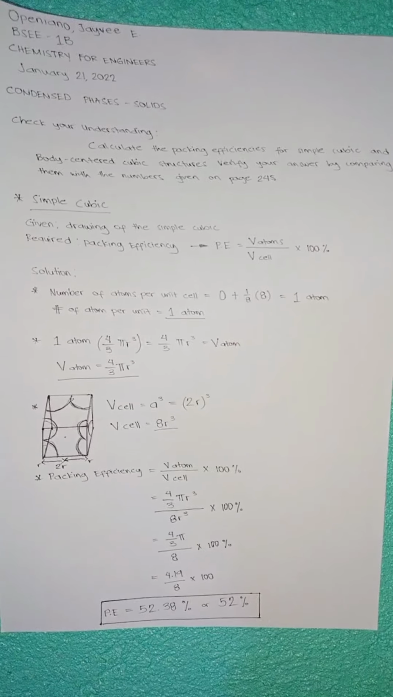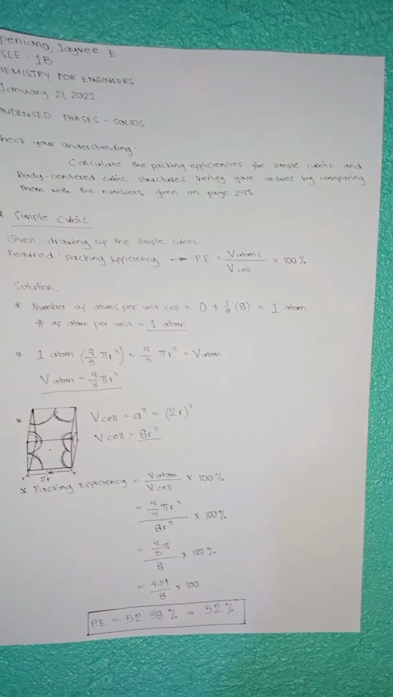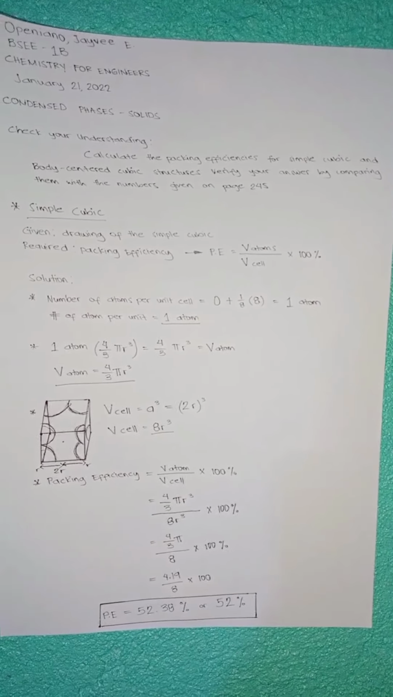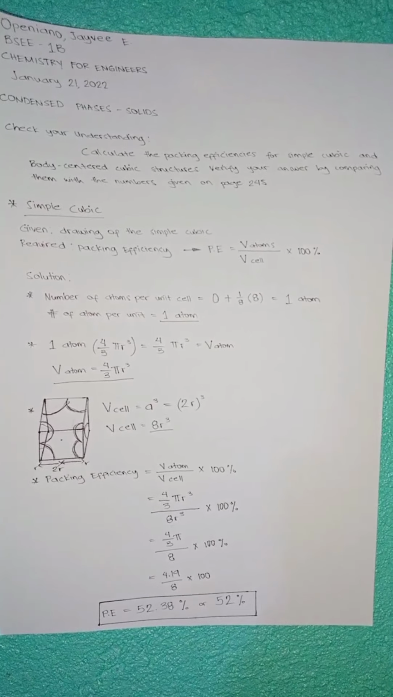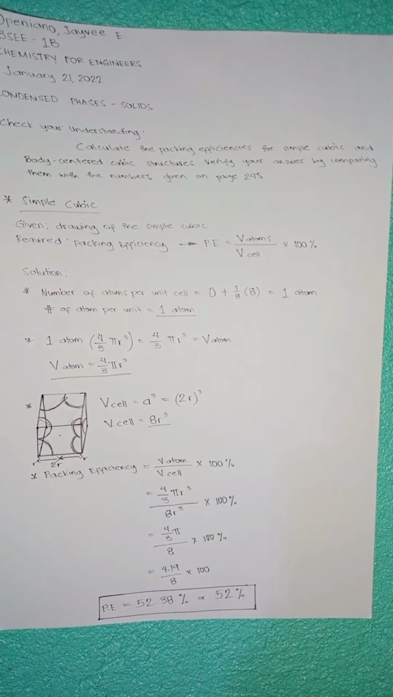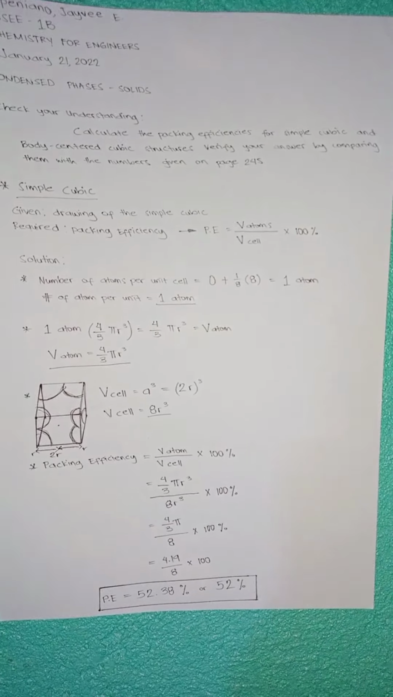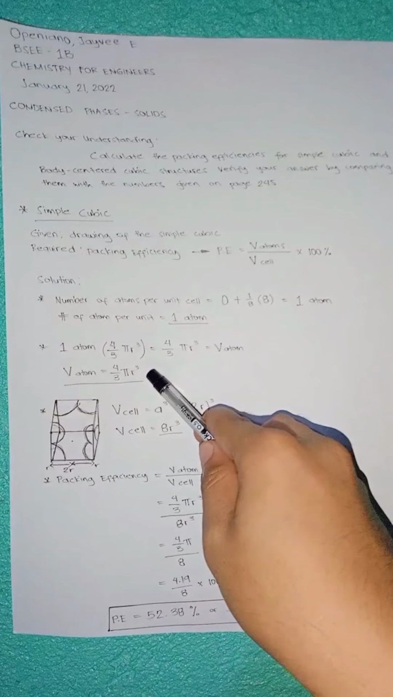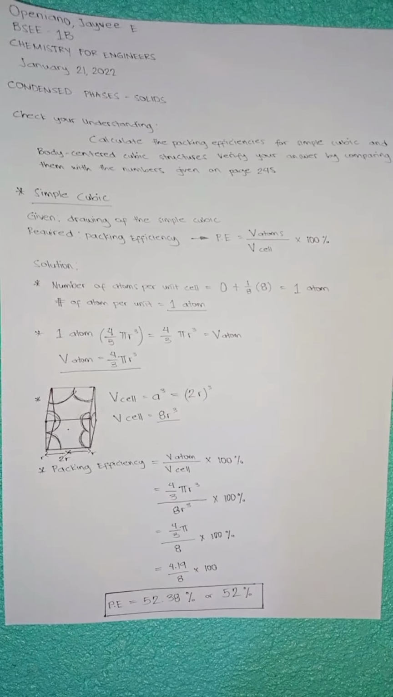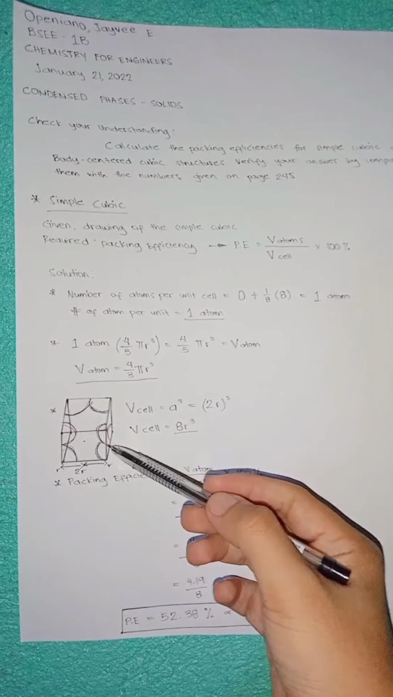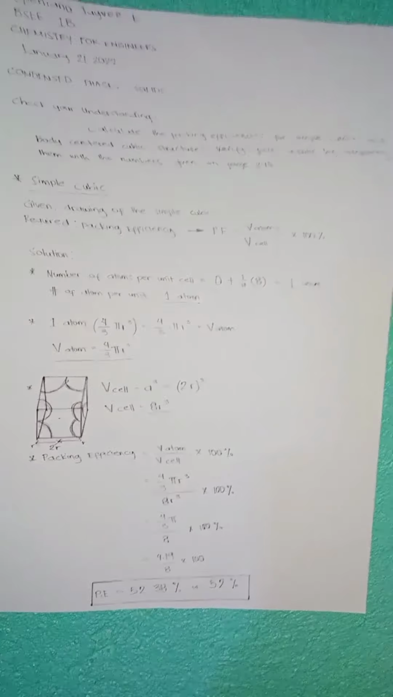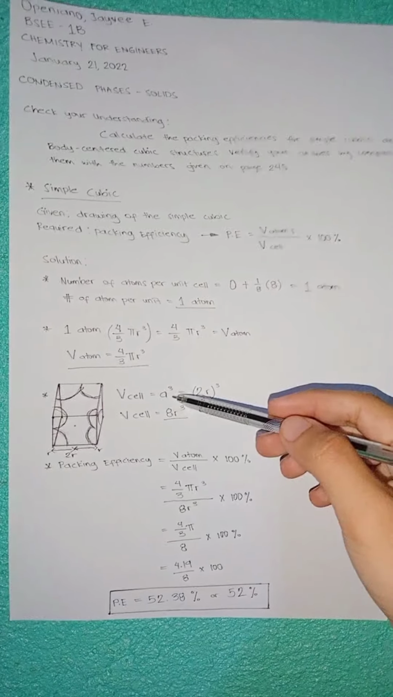Next, let's find the volume of the atoms. To solve the volume of atoms, we multiply the number of atoms by the volume of a sphere. So 1 atom times 4 over 3 pi r cubed is equal to 4 over 3 pi r cubed. This is our volume of atom. Next, let's find the volume of the cell. This is the drawing of the simple cubic. To solve the volume of the cell, we have a cube.